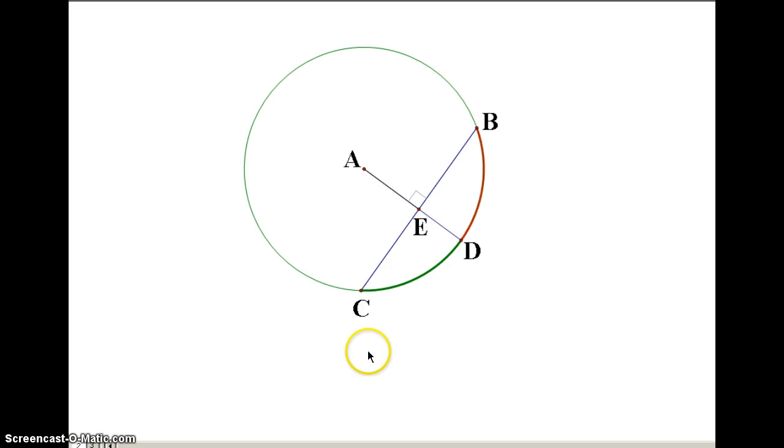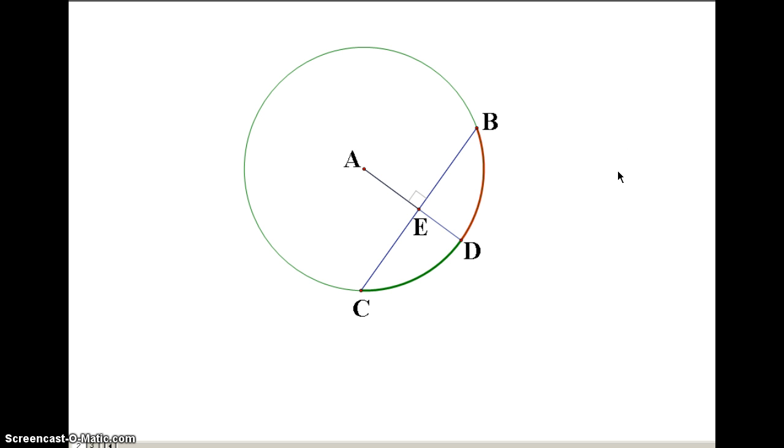We're going to continue talking about chords, but this time we're talking about the relationship between a chord and a radius. So here I already have my figure drawn out. CB is a chord which intercepts arc CB. Then I have my radius, which is AD. You should notice that the radius is perpendicular to the chord.